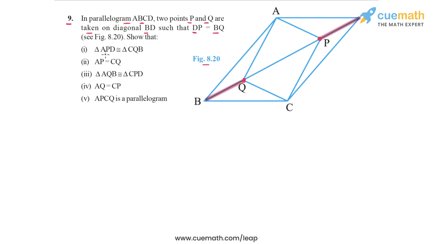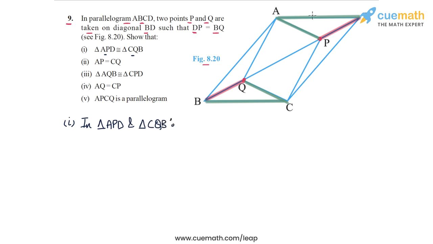In the first part, we have to show that triangle APD is congruent to triangle CQB. So let me highlight these two triangles for you. So triangle APD is this triangle APD that you see here, and triangle CQB is CQB, this triangle. So we have to show that these two triangles are congruent. So let's compare the parts of these two triangles. So in triangle APD and triangle CQB, what parts are equal?